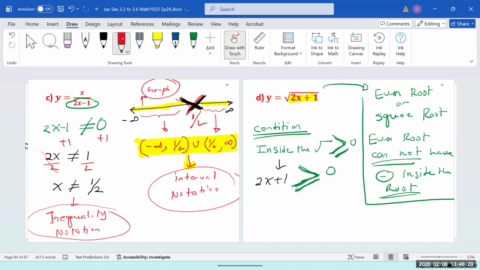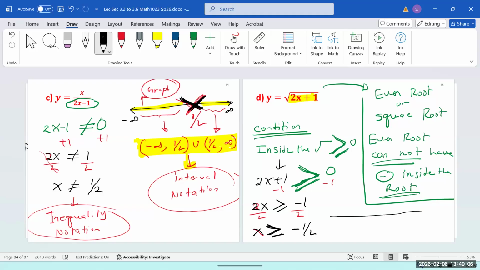So how do you solve for x? Subtract 1. So we get 2x has to be bigger than or equal to -1. And now divide by 2. So x has to be bigger than or equal to -1/2. See, x can be -1/2. It's allowed. But the entire inside cannot be negative.